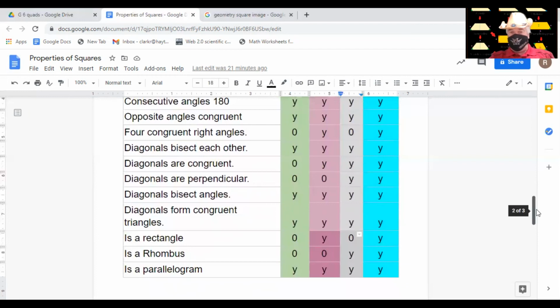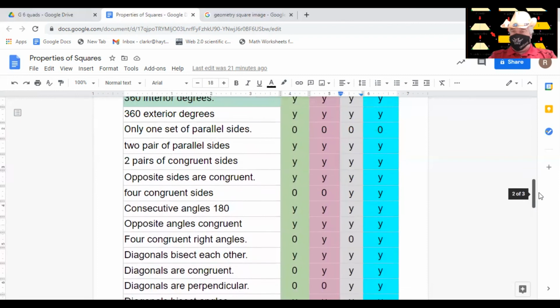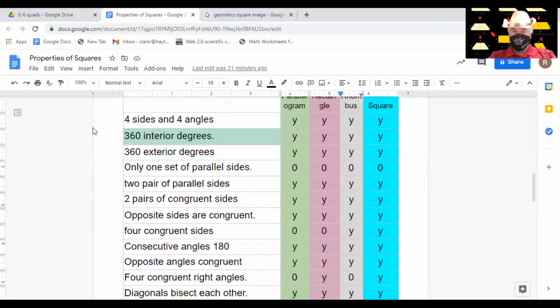And then we come to the square. The square is a rectangle, rhombus, and parallelogram. So in your chart there, you got 1, 0. This one. A square is not a trapezoid, so it has 2 parallel sides, not 1.